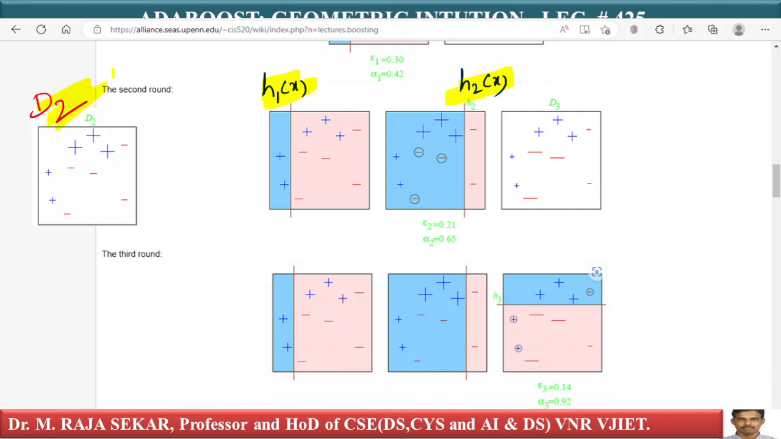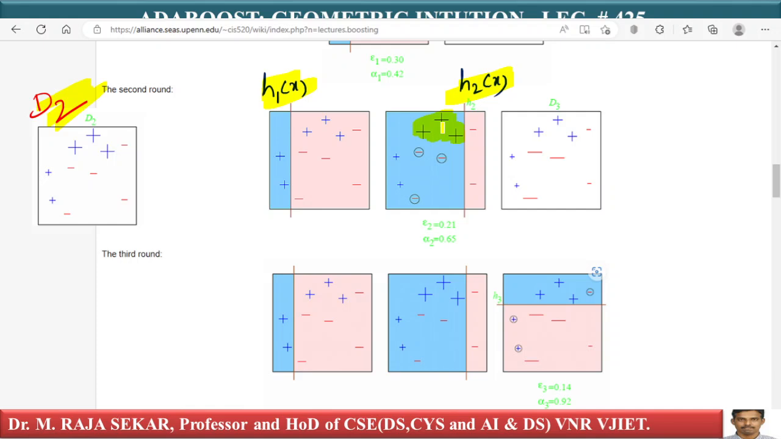When I go to H2, I have more weightage on these points, because they look like big pluses. At this point, I am doing upsampling. So if you see, the size of the plus is increased. Let's assume I am increasing the weight by some value.